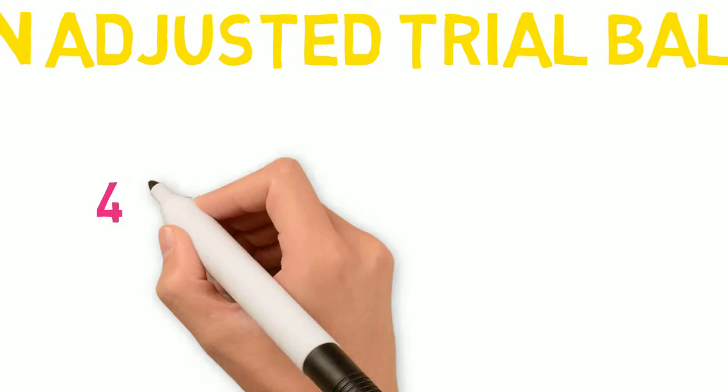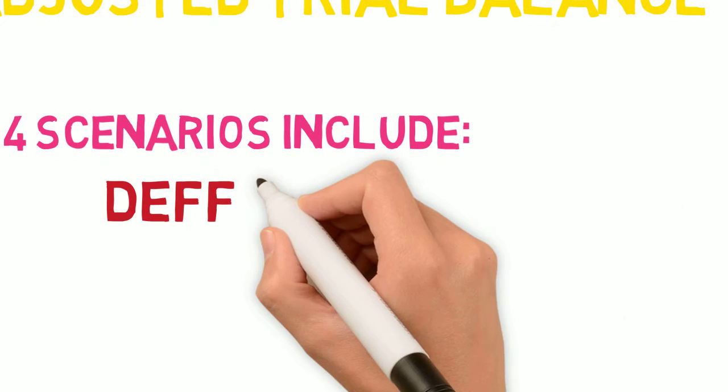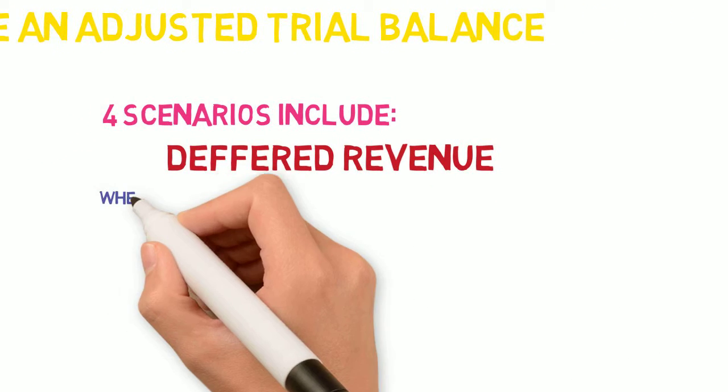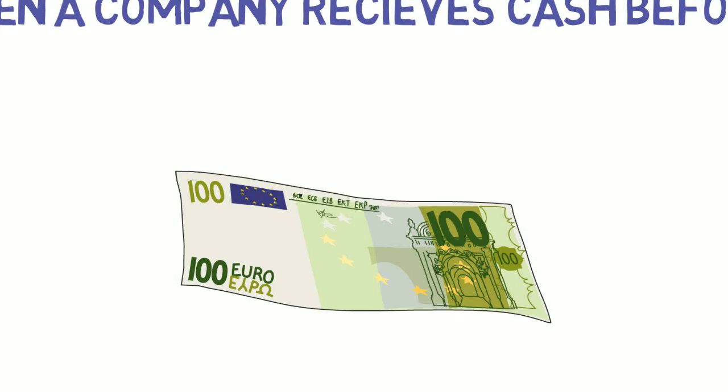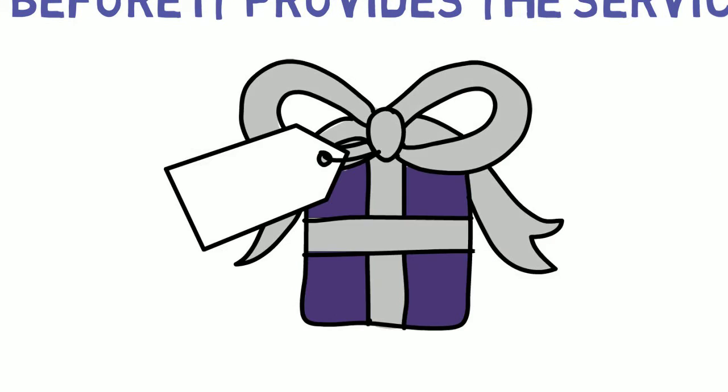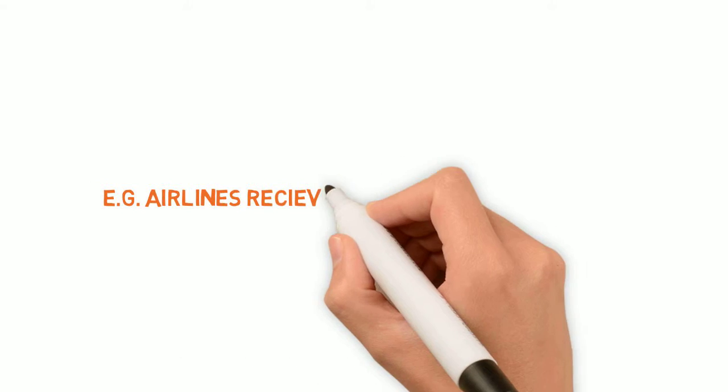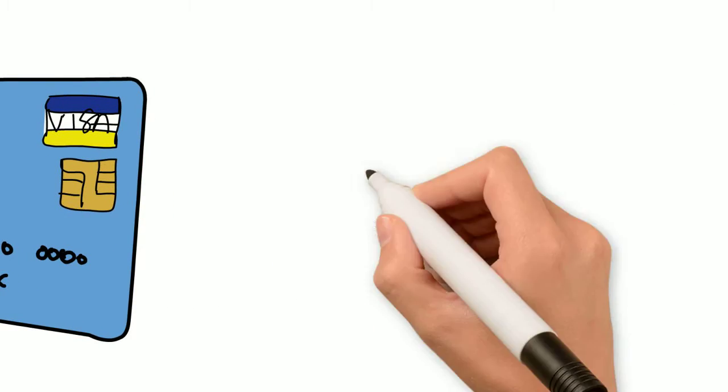4 scenarios of which include: deferred revenue, when a company receives cash before it provides a service. An example: airlines receive our money before we fly.